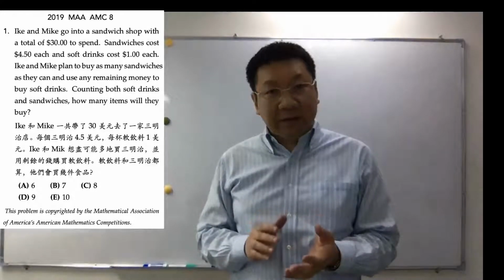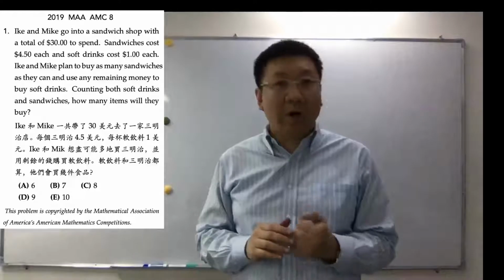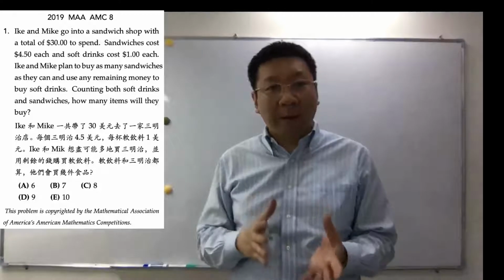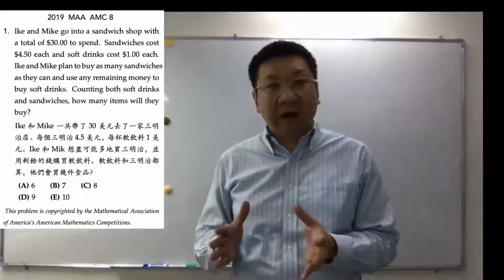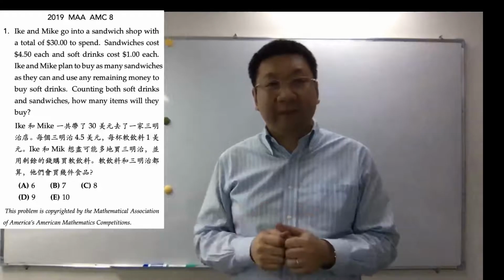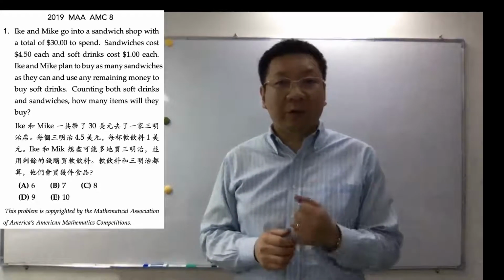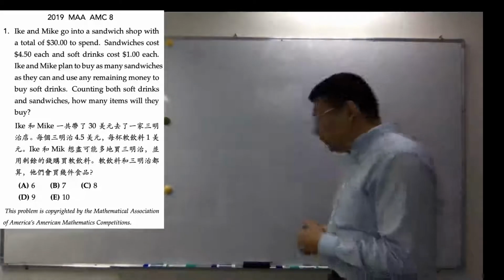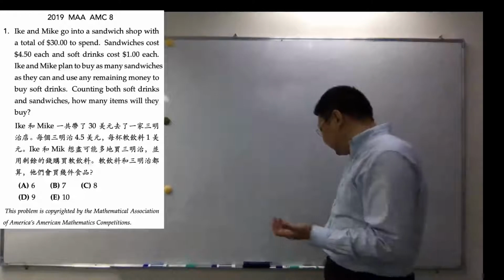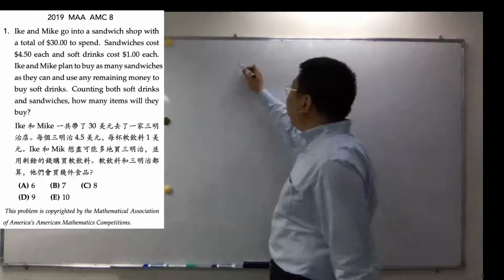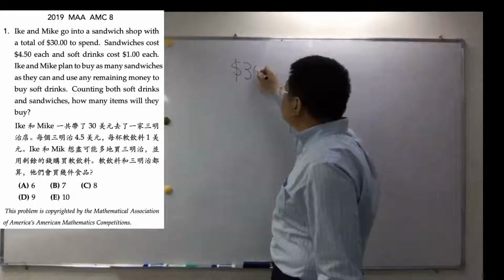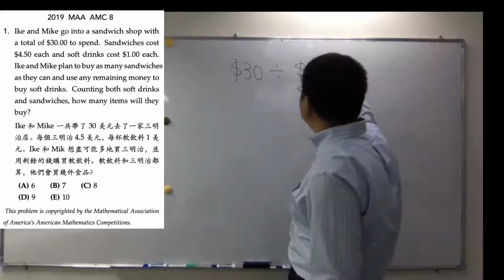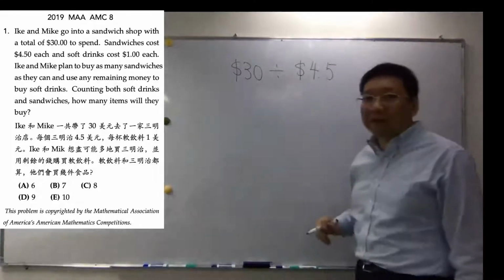In this year's competition, there are 6 word problems by my classification. So I will show you one by one in this first part of the video on how I solve it. So the first question is a word problem, which is fairly simple. It talks about how you spend $30 to buy sandwiches and soft drinks. Given that you want to buy sandwiches as much as possible, so this question, effectively speaking, is you need to do a division. $30 divided by $4.5.